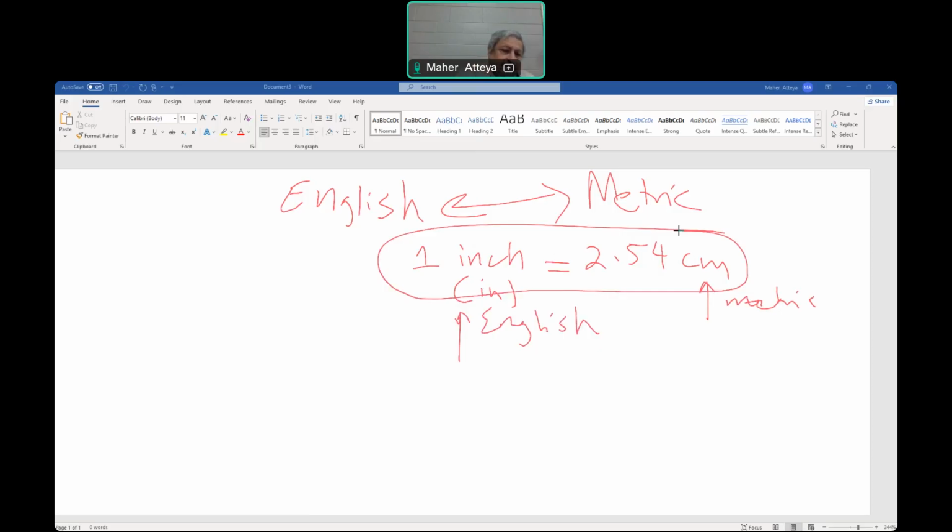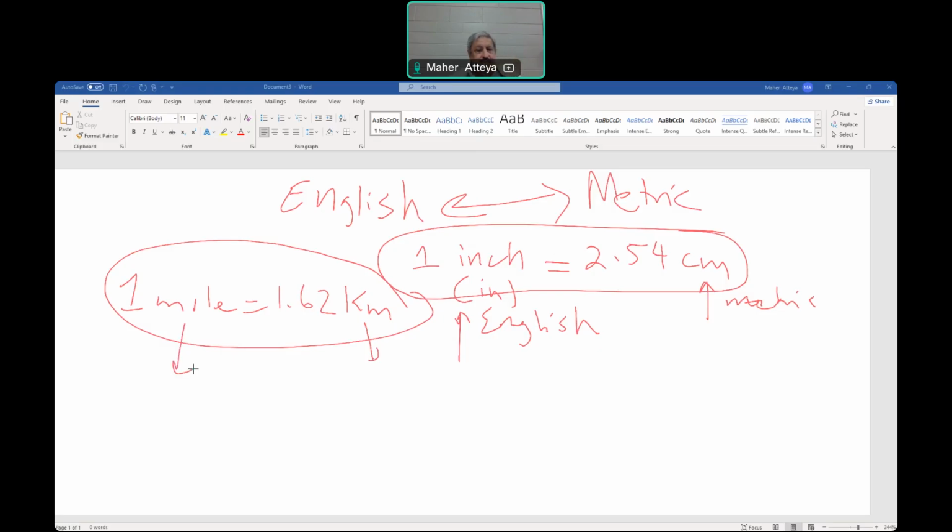For example, that's for the length. Another one for the length too: 1 mile, for example, is 1.62 kilometers. This is metric, this is English. So you can see you are converting between two systems, between the metric and the English system. So let's get ourselves an example and see how we can do it.